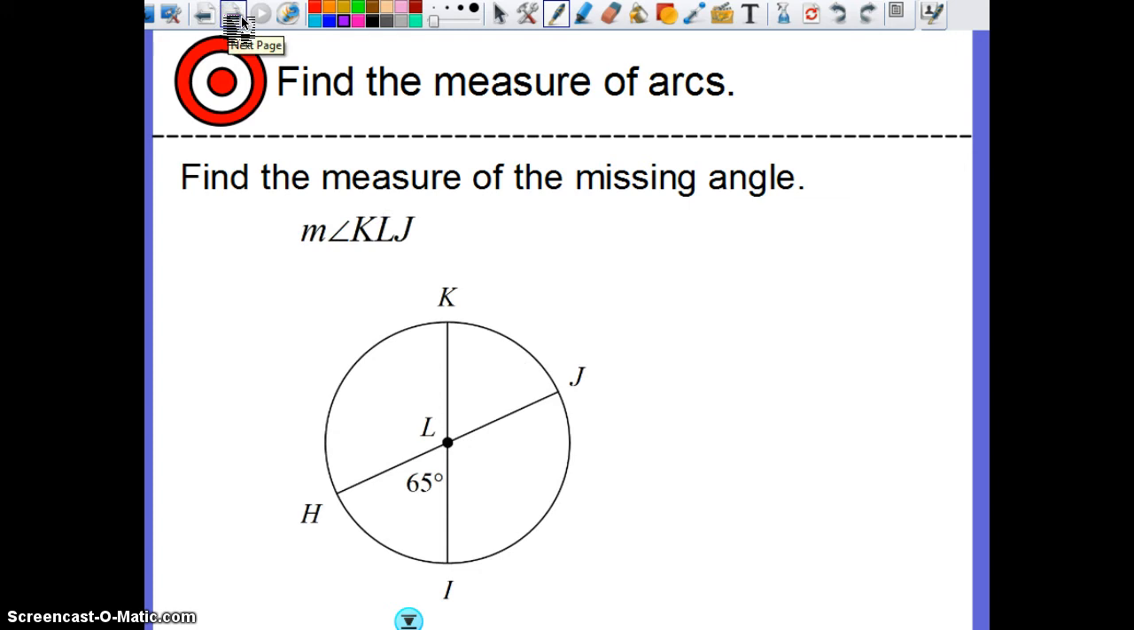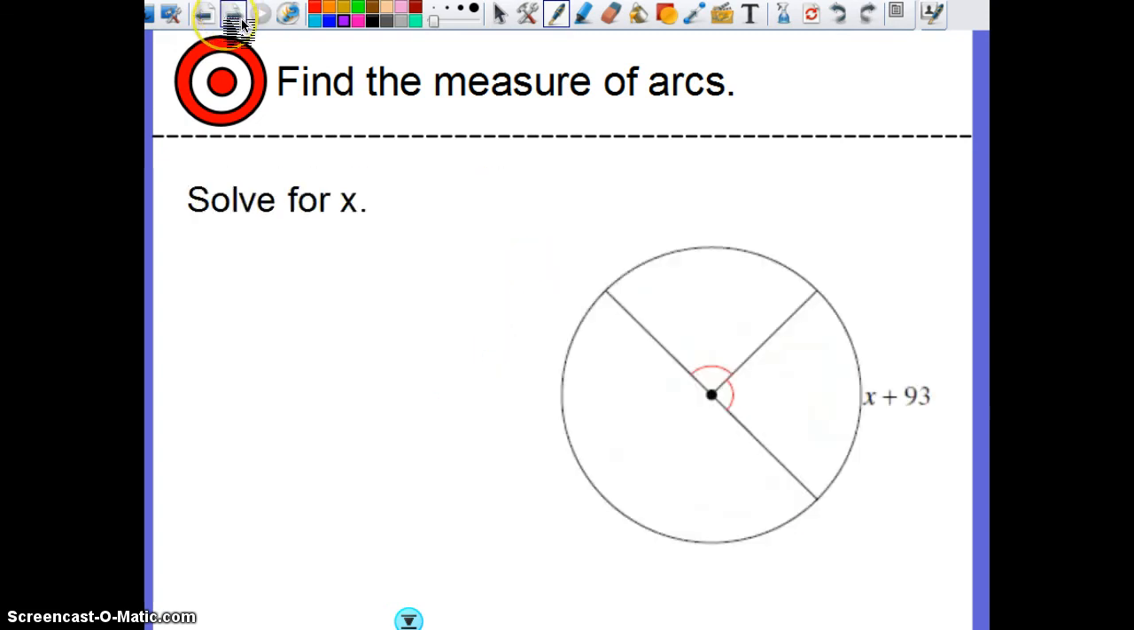All right, this one. Angle KLJ, right there. So I need this angle. I know this angle is 65 degrees. So are these two vertical angles? Yeah, they're formed by straight lines that intersect. So if this one's 65, this one's also 65. So 65 degrees. All right, we're going to skip that one for right now.